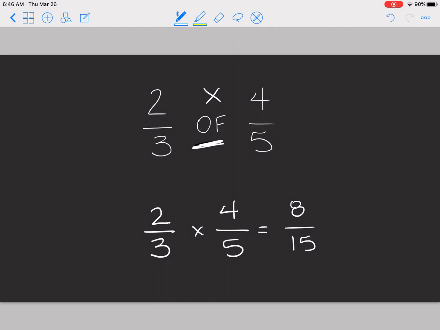Now remember, sometimes your initial answer will not match the answer choices. Don't panic, you're not done yet. You may just need to simplify your fraction, so don't forget about that.